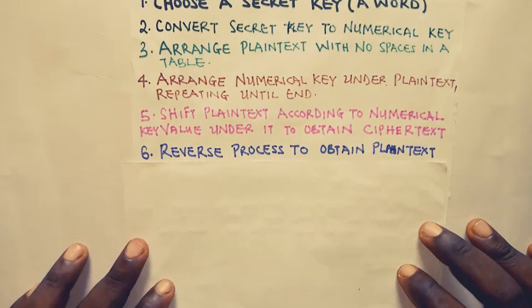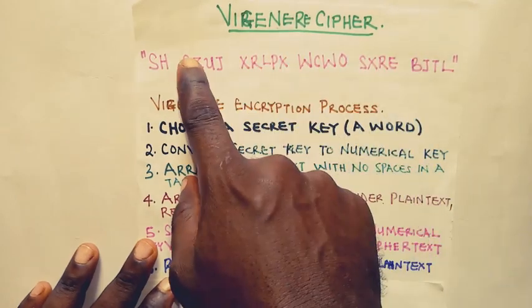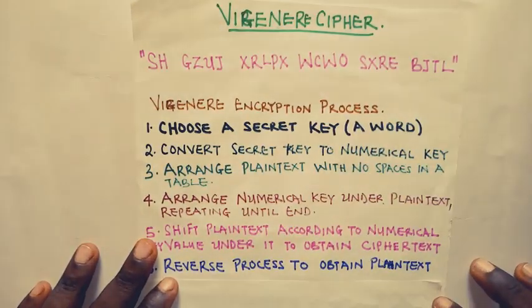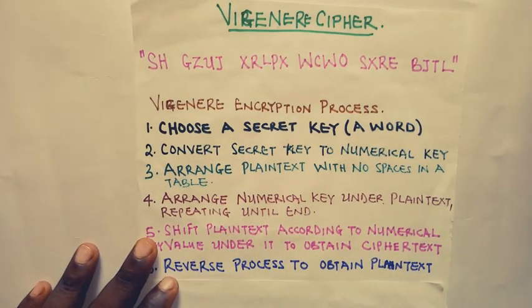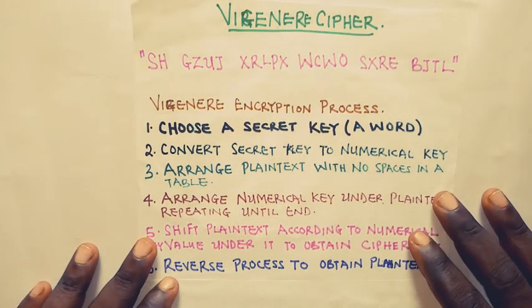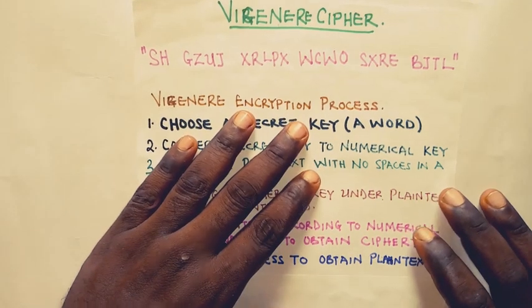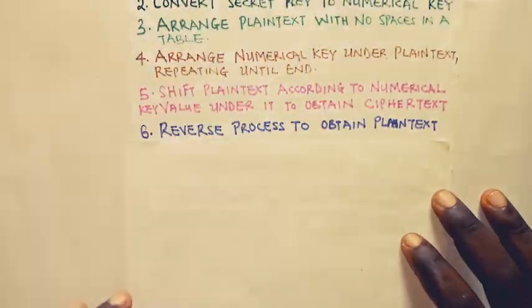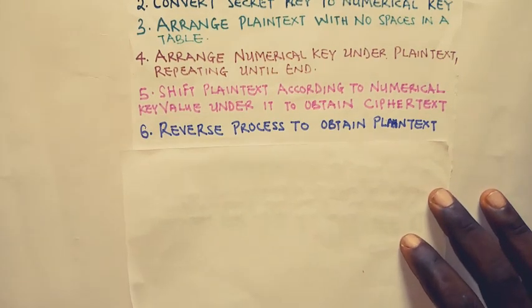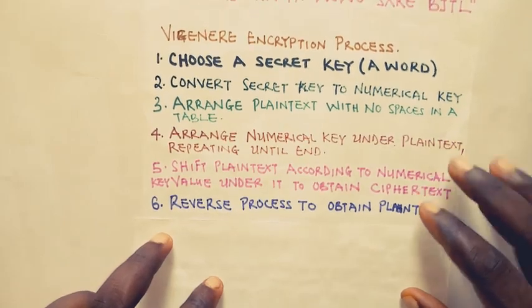Yes, so when you have something like this gibberish, this ciphertext, what you need to do in order to obtain your plain text is to shift to the left, and you will obtain the plain text. Alright, so that is the process for ciphertext. I quickly run over it once again.